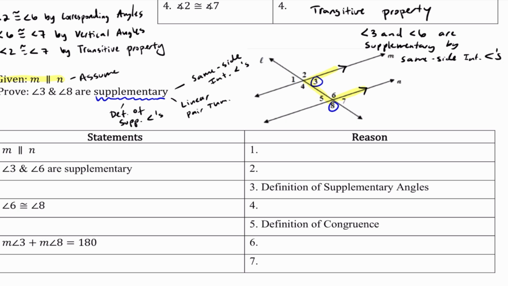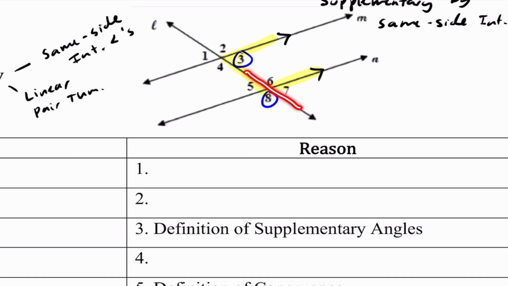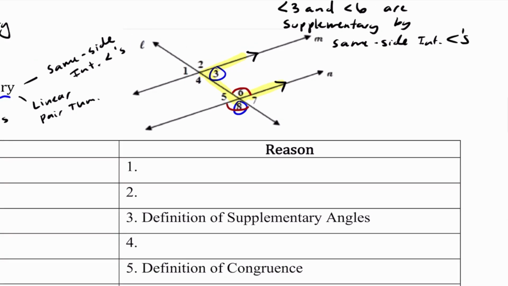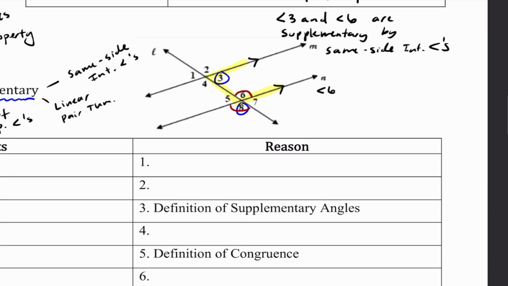Now, again, here's angle 3 and here's angle 6. If I look at angle 6, notice that it's congruent to angle 8 by vertical angles. Remember, we have two lines that intersect each other, and the angles across from each other are congruent. So angle 6 and angle 8 are congruent. So I'm going to draw a single arc here and a single arc there. And I'm going to note that angle 6 is congruent to angle 8 by vertical angles.